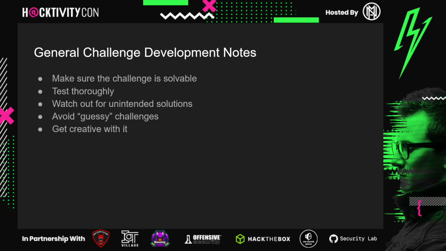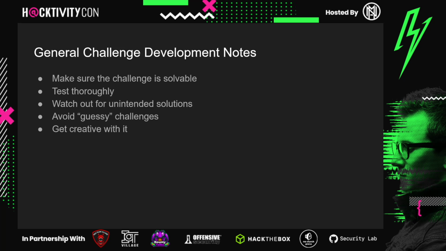Unintendeds aren't really that good as a challenge developer. They make it look like you really didn't spend a lot of time working on the challenge. So just make sure you test thoroughly and watch out for unintended solutions. Another thing to generally avoid is guessy challenges. So if you have some sort of web challenge which has some obscure route, you want to make sure that route is either linked somewhere on the main page or people can easily find that.